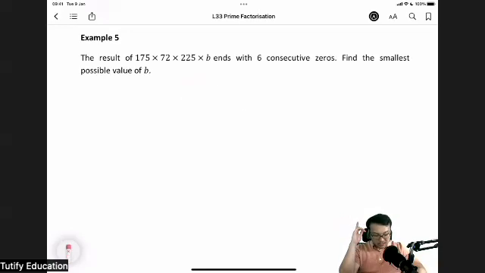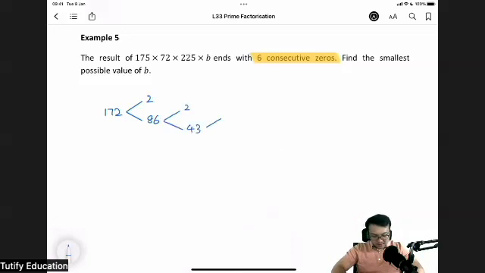Now, this question is telling you that there are 6 consecutive zeros. So now what we must do is count how many 2s and how many 5s we have. So let's split up the numbers. 172. Let's say I divide it by 2, I'm going to get 86. Split it up, 43. Can I continue to split this up? Is 43 a prime number, students? Who thinks I can split it up?